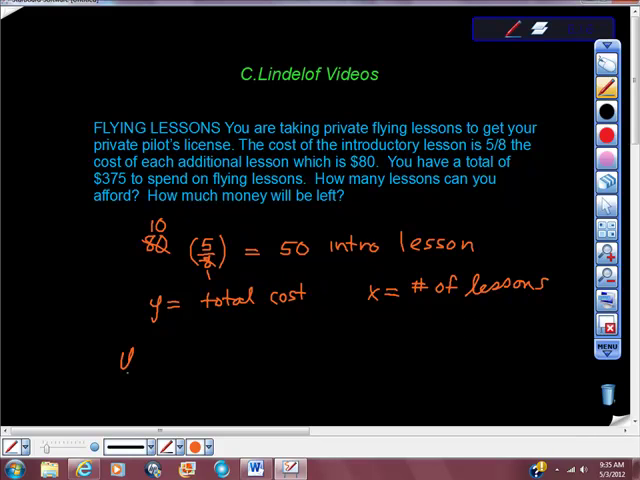Well, y equals the total cost. What's the total cost equal? $80x, right? 80 for each regular lesson that you take, plus what? $50 for that, right?